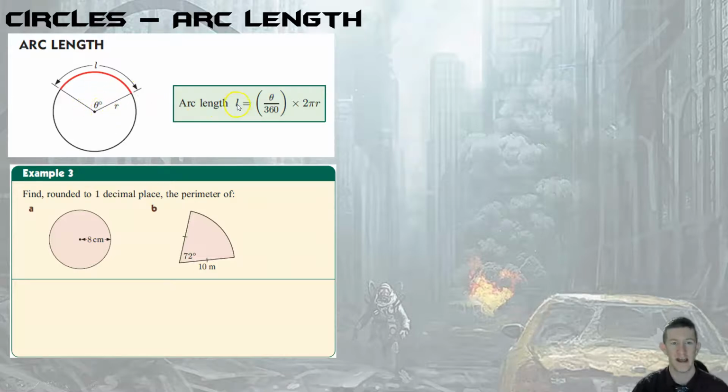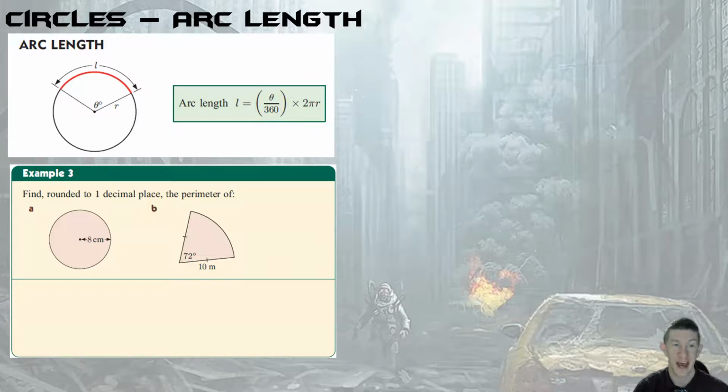In order to do that, we know that 2 pi r is the circumference of the circle from before. So if the full circle circumference is 2 pi r, we just need to know how much of that circle we are actually using. And that is just the ratio. So if 360 degrees is the entire circle, and theta is the angle that you're given in the arc length, you just do theta divided by 360 and you times that by the circumference of the circle.